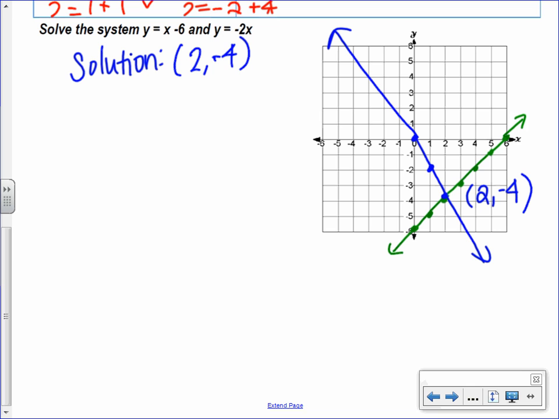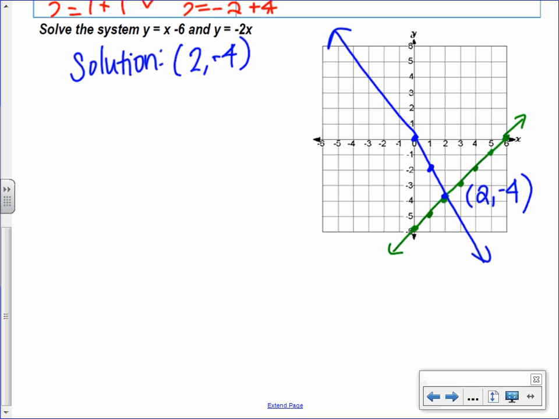This one, you started at -6, and it was going to go off, so you just needed to go up 1 over 1, up 1 over 1, up 1 over 1. The second one, the y-intercept was 0, and then it was negative, so I went down 2 over 1, down 2 over 1. They met at 2, -4. Now, if we wanted to, we could check it.